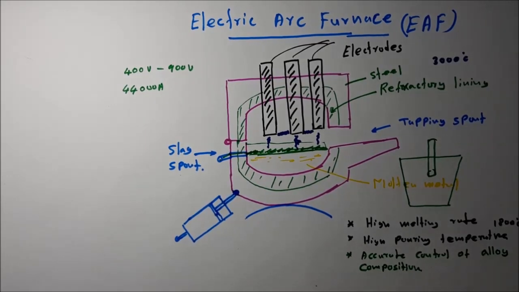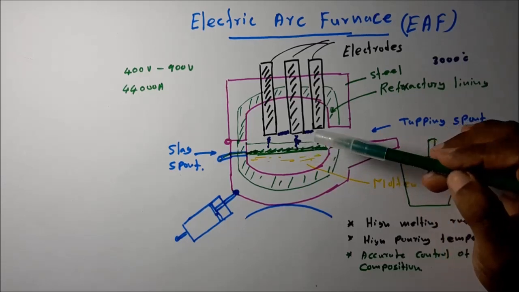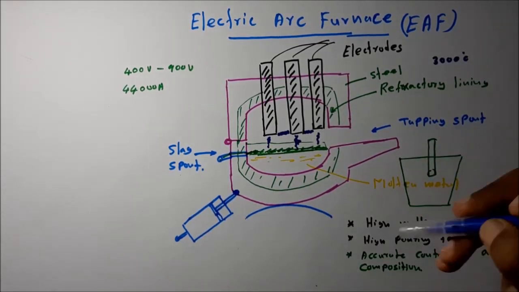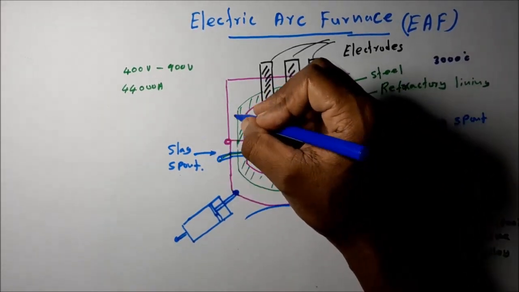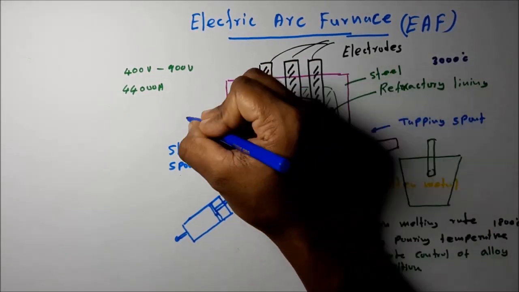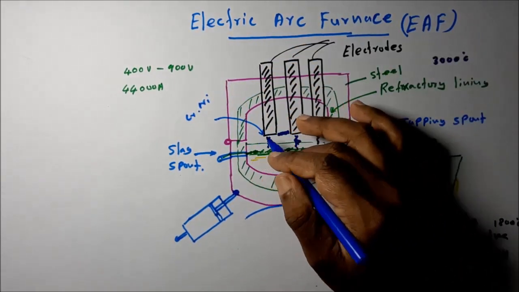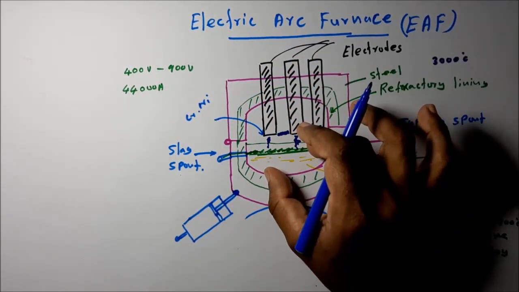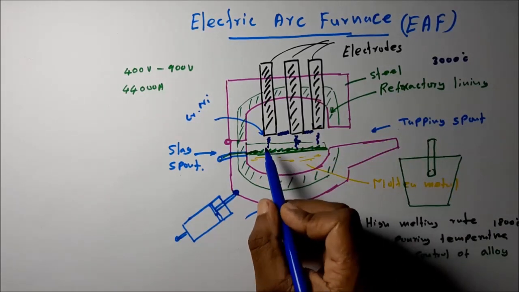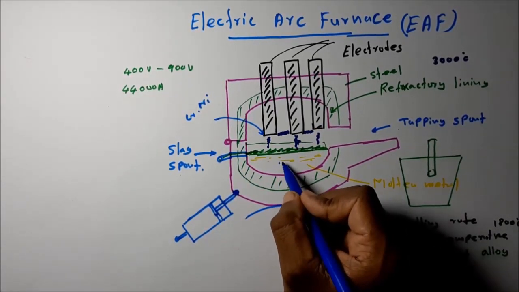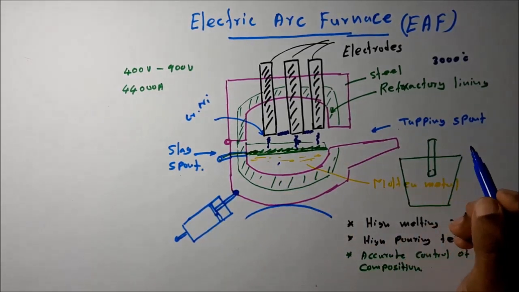What it means, actually, this electric arc furnace is used to melt steel and steel alloys, especially steel and steel alloys. That means by adding the alloying elements, the chromium, nickel, whatever the alloying component, the charge material composition, that means the molten metal composition, we can closely control.